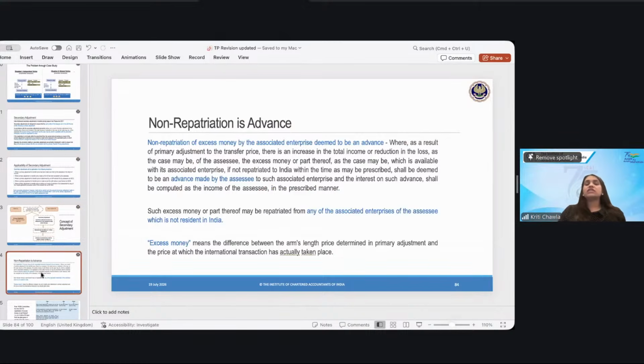Now, what if there is no repatriation? If it is not repatriated to India within the time, then we'll treat it as an advance which is made by the AE, and it shall be computed as the income of the assessee. Now, the repatriation can be made by any of the AEs of the assessee.